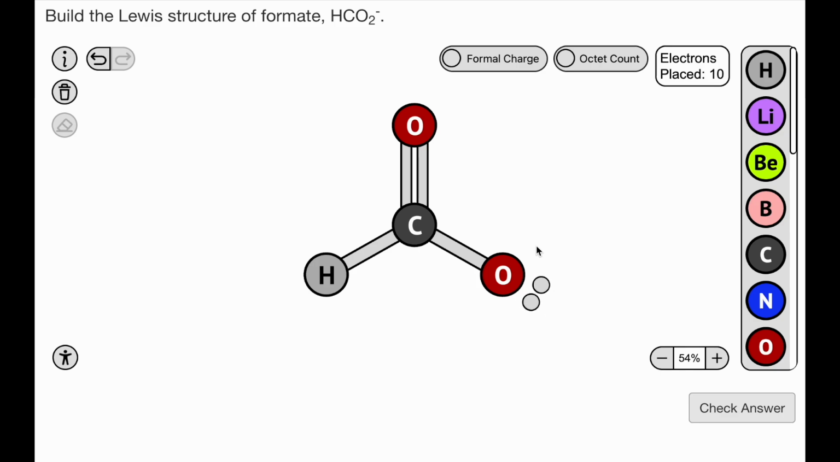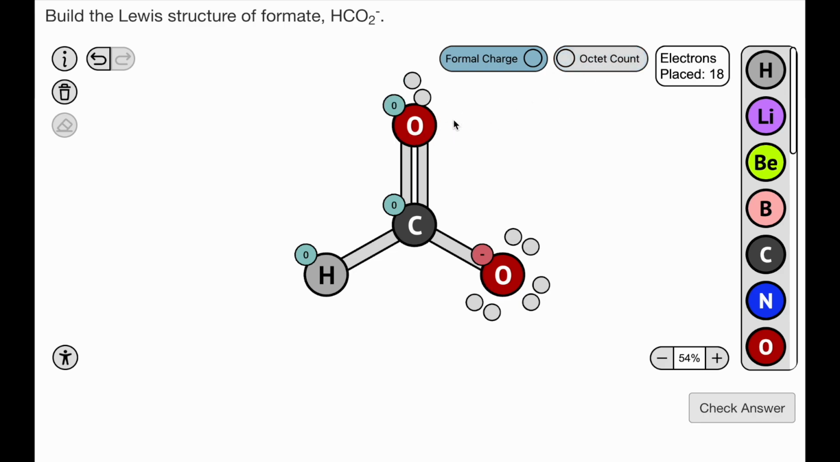There are additional features of the tool that help students in the learning progression. For instance, the electrons placed counter helps them keep track of the number of electrons added. You can also turn on the octet count and see how the number of electrons contributing to the octet of each atom changes as electrons are added or rearranged. Similarly, you can look at the formal charge of each atom.